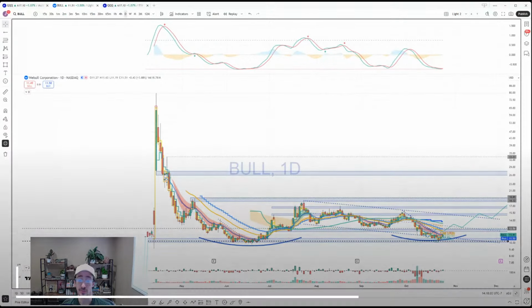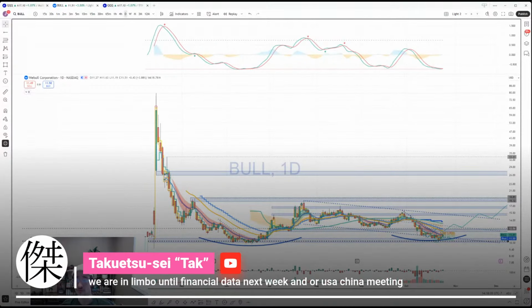Talk making a good point. We are in limbo until financial data next week and or the USA-China meeting. So we got CPI. They could have released NFP. They didn't. They pumped us on CPI. I wonder if something else might cause us to go down, and maybe in time for the China meeting to go back up. I don't know. They like doing this. This is not a conspiracy.